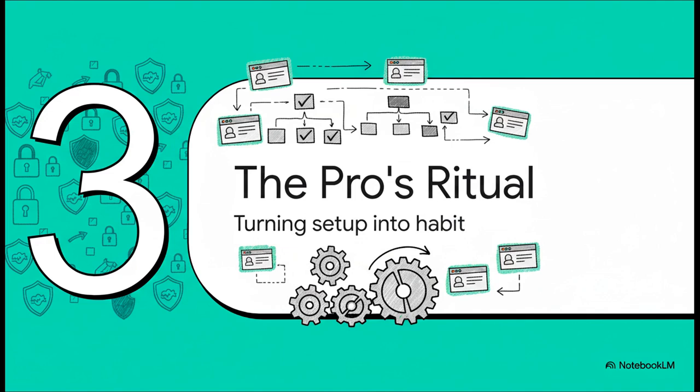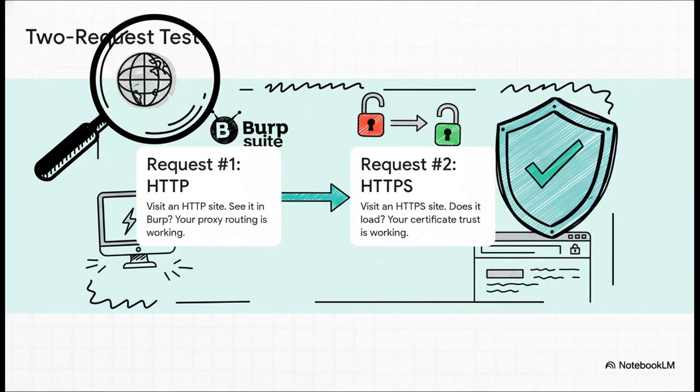But the technical setup is the easy part. The real goal here is to turn this into an automatic professional habit, a ritual really. This is how you stop mistakes from ever even getting a chance to happen. And this, right here, is the core of that habit, the 2-request litmus test.